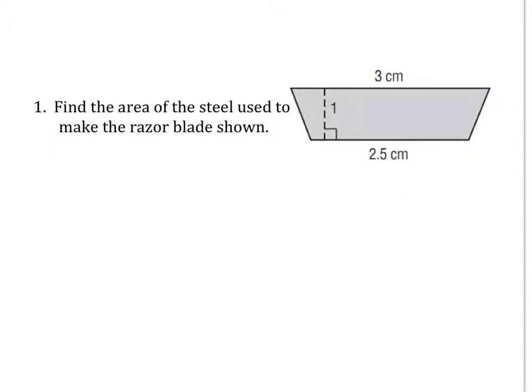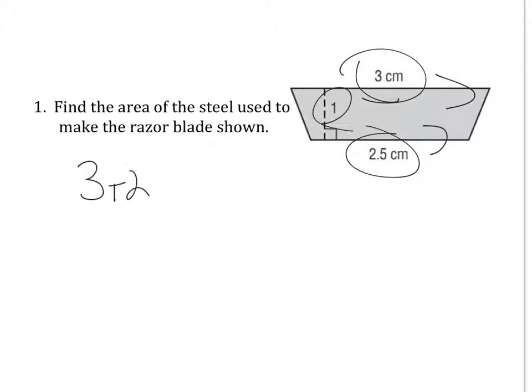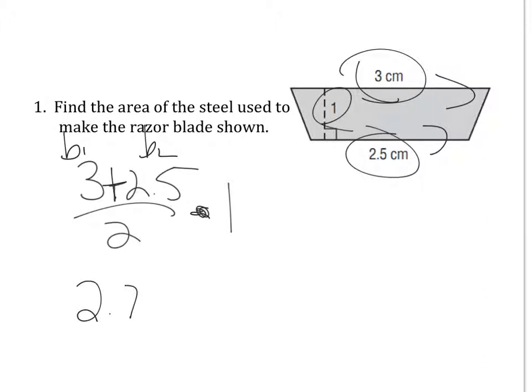So I've got 3 centimeters, 2.5 centimeters, and 1. These are my parallel sides. So I'm going to go 3 plus 2.5 divided by 2, because this is my base 1, base 2, times 1. So this becomes 2.75 times 1. So my area is going to be 2.75 centimeters squared.